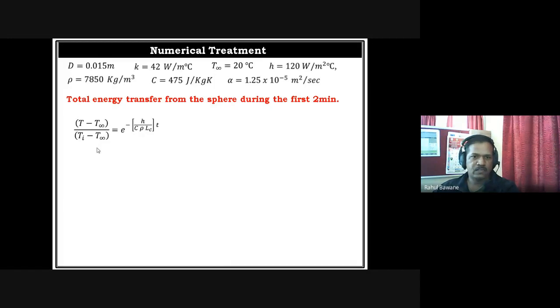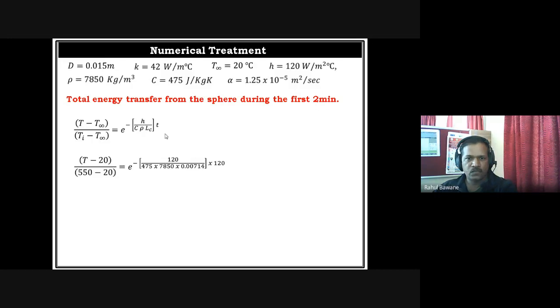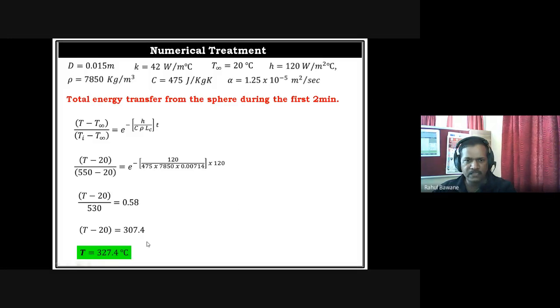So we know the temperature distribution equation for lumped heat capacity analysis. Now we are finding the temperature after 2 minutes. So here we will put time equals 120 seconds and find the corresponding temperature of the sphere. We know all the other numerical terms. On calculating and simplifying this, we find that after 2 minutes, the sphere temperature will be 327.4 degrees centigrade.